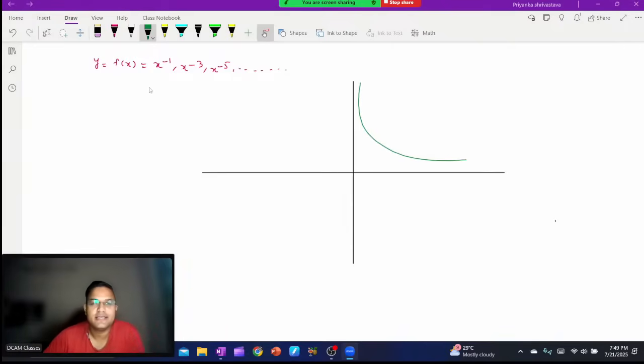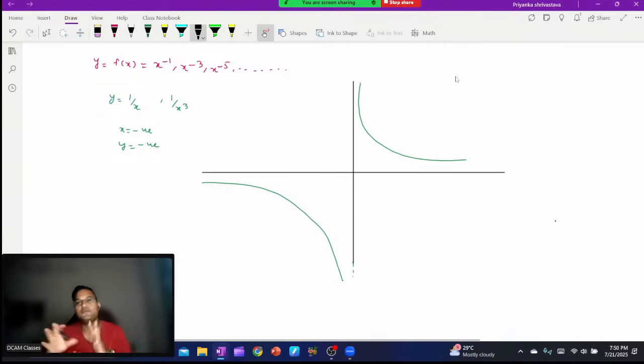It's easy, no? See, if y is equal to 1 by x, then when x is positive, it will be here only, in the positive quadrant, the first quadrant. But when x is negative, y is becoming negative, no? So it would be in the third quadrant. That's all. Easy. Like this.